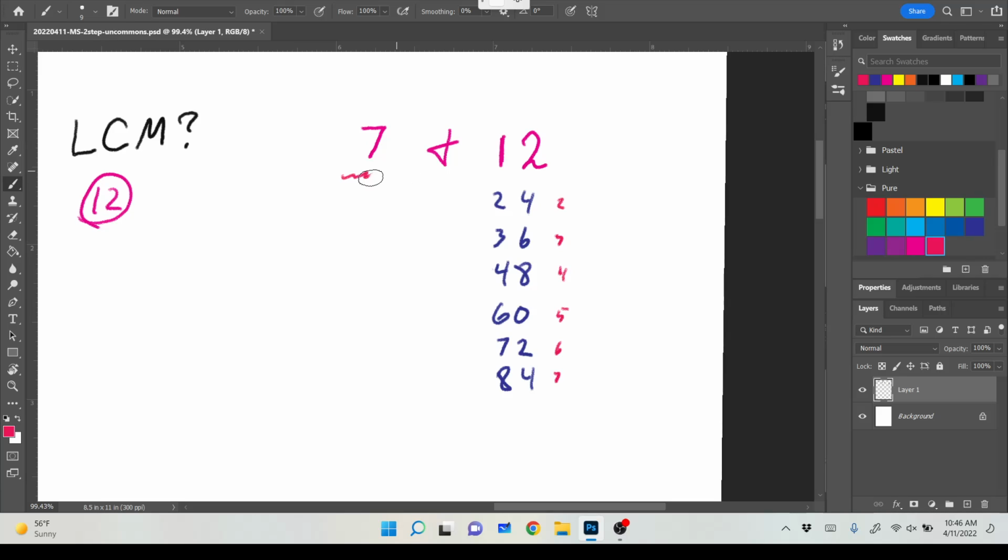So let's think about multiples of 7. 14, 21, 28, 35, 42, 56, 63. And then we haven't found anything matched yet. We've got to keep going.